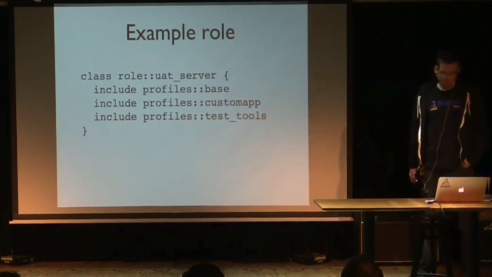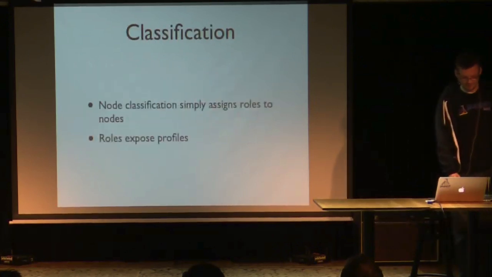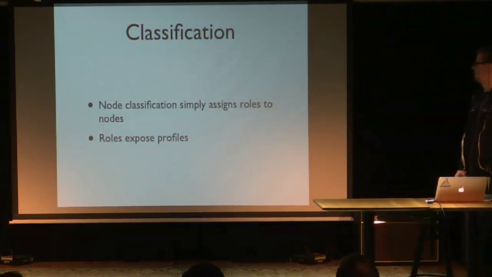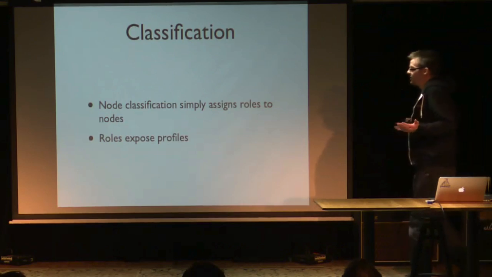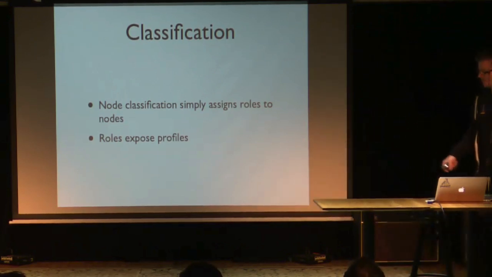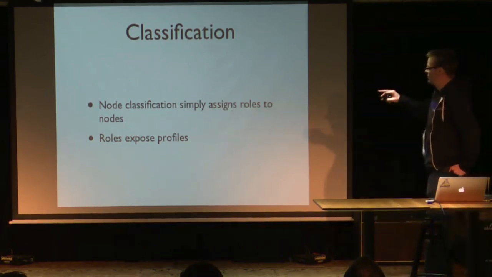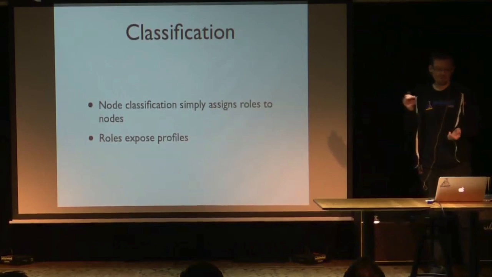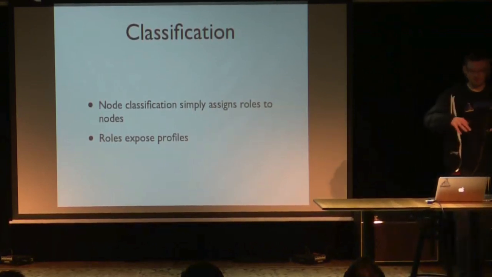So then we go on to classification. Classification is just Puppet telling a node what classes it should apply. So for the purposes of this design, node classification just assigns a role to a node. That's all we're doing. And the roles themselves, they expose all the profiles, they do all the work.